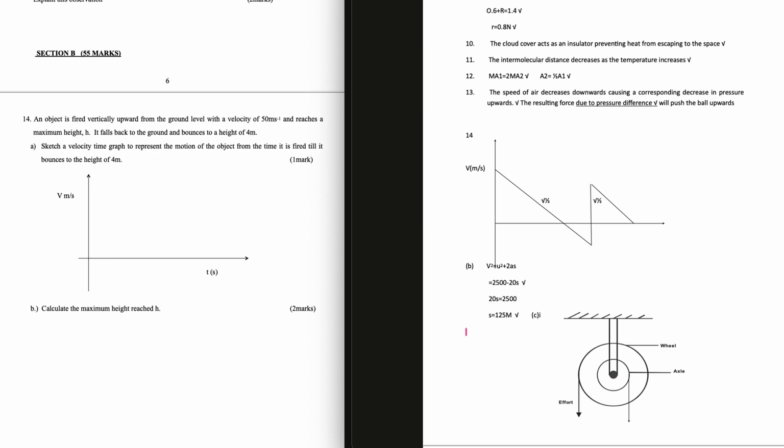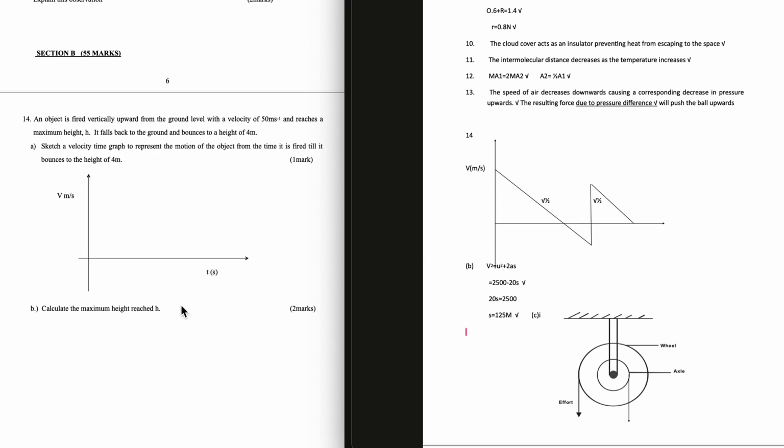Question 14. An object is fired vertically upward from a ground level with a velocity of and reaches a maximum height. It falls back to the ground and bounces to a height of. Sketch a velocity time graph to represent the motion of the object from the time it is fired till it bounces to the height. This is now the sketch of the velocity time graph.